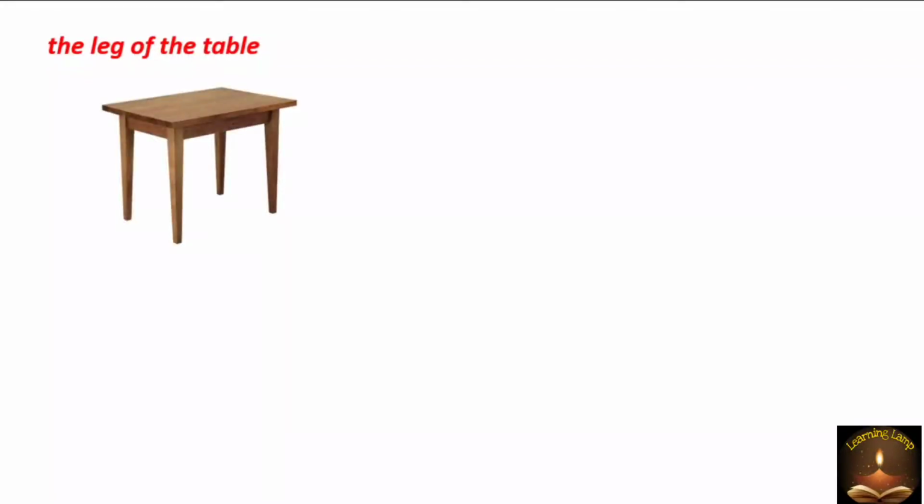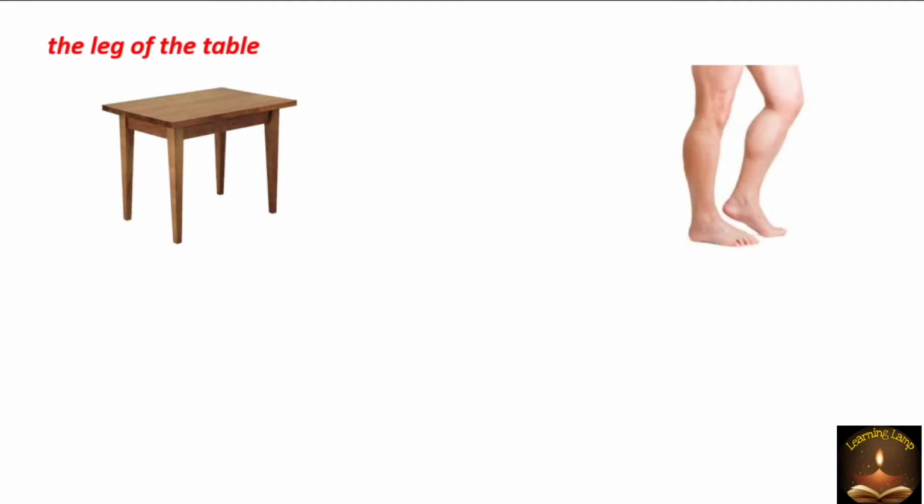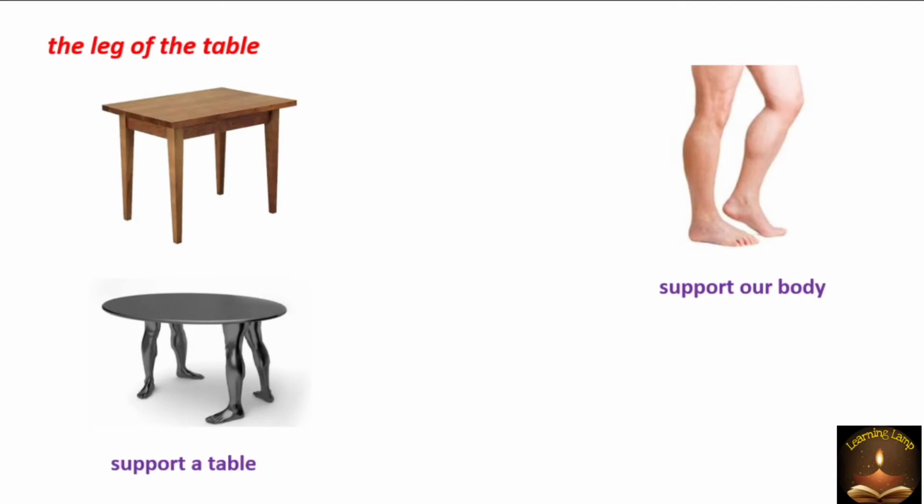Similarly, take another example, the leg of the table. Here, the objects that support a table are compared to the legs of our body. The legs support our body. We cannot stand without legs. So also, a table cannot stand without the supporters. So the object that supports a table is described as a leg. Here, the quality or feature compared is the supporting part.